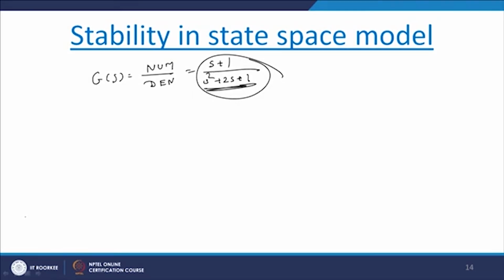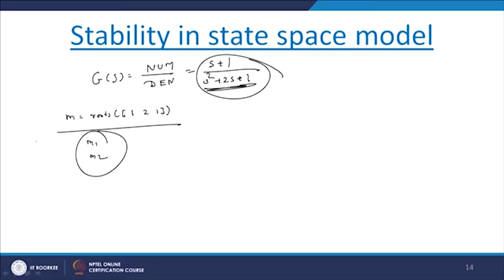If you want to determine the stability of this model, s square plus 2s plus 1, how do you determine it? We can write the command as m equal to roots of [1 2 1]. Here we will get roots; as this is a second order model, we will get m1 and m2, and based on m1 and m2 we can decide the stability of this model, particularly this open loop model.